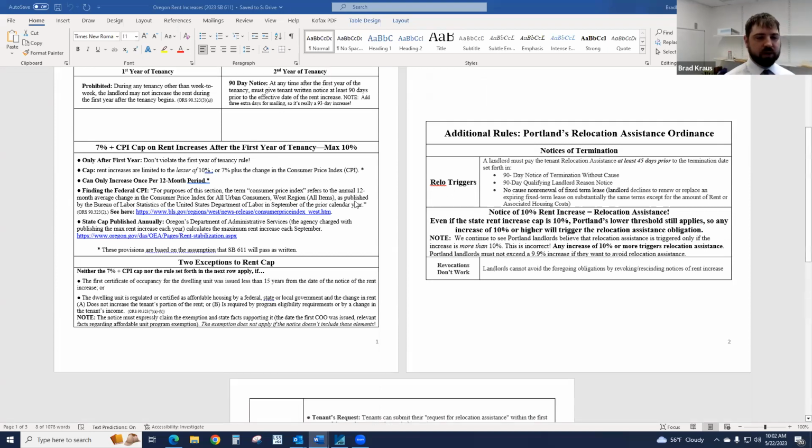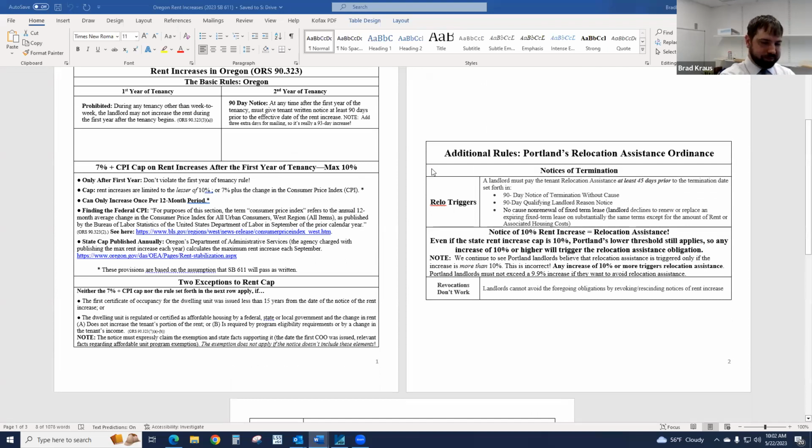Continuing on. All right. So 2 exceptions to the rent cap. The first: the certificate of occupancy for the dwelling unit was issued less than 15 years from the date of the notice of the rent increase. Or the dwelling unit is regulated by affordable housing by federal, state, or local government, and the change in rent does not increase the tenant's portion of rent or is required by program eligibility requirements or by a change in the tenant's income.